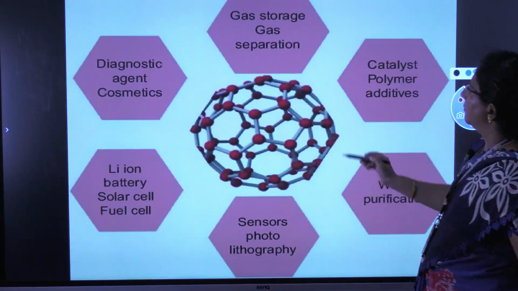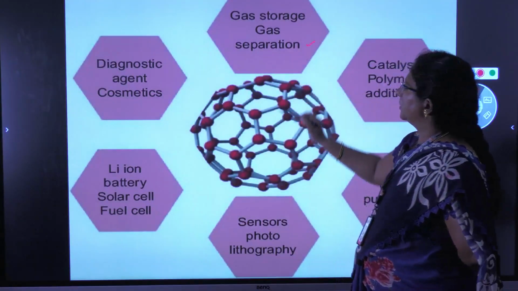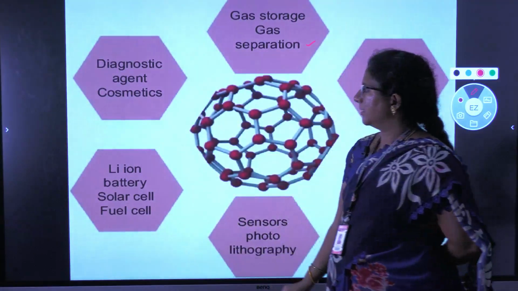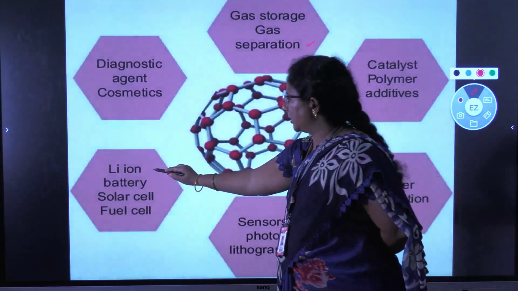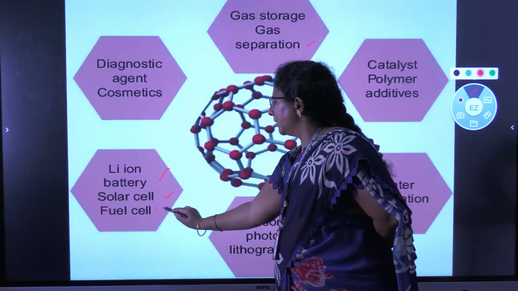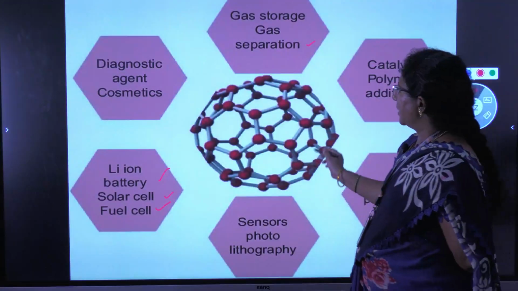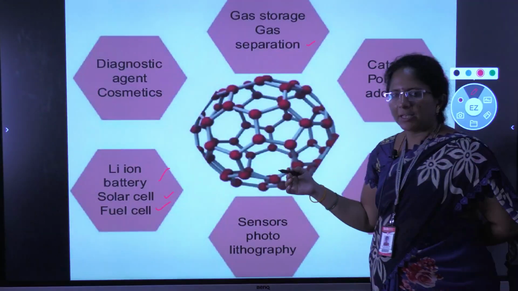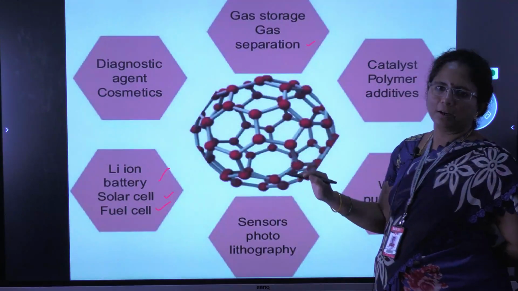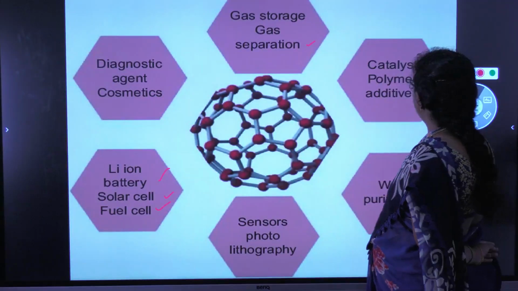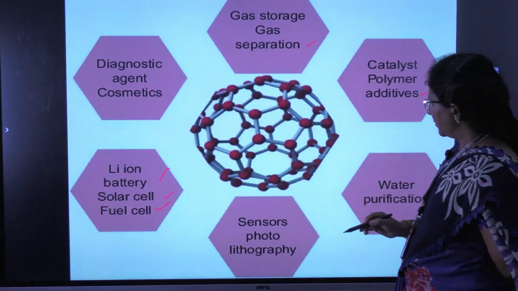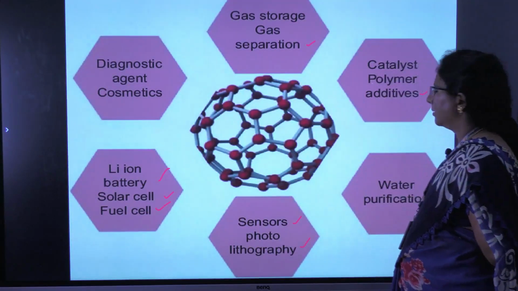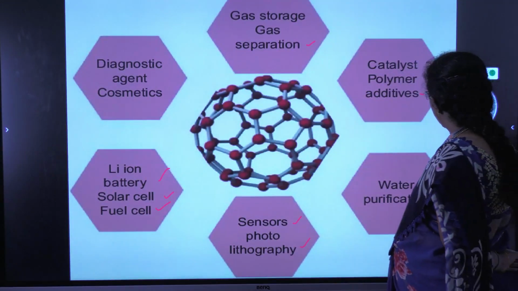So this shows what? Fullerenes can be used as gas storage, separation, and it can also be used in diagnostic agents, as cosmetics. It is also used in lithium ion batteries, solar cells and fuel cells. Why? Fullerenes are nothing but what? They are obtained from graphene only. So what are the applications there? Most of the graphene applications will also come under fullerene applications. They can be used as catalyst, polymer additives. Fullerenes can be used in sensors, photolithography, and they are also used in water purification.